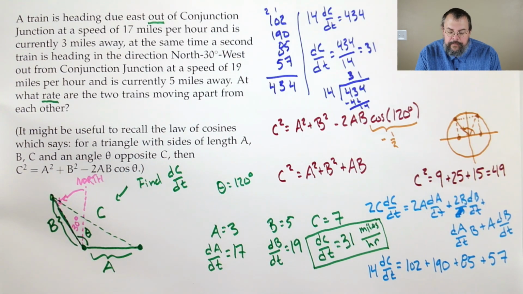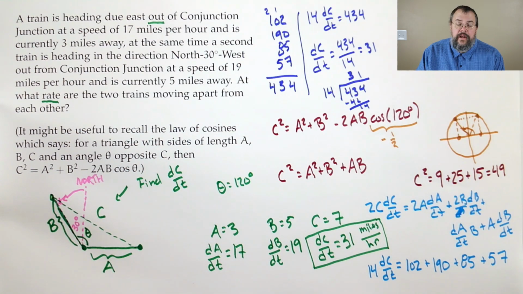Nice. And I think one thing that you should check is, is it reasonable? Now, I think it's right, so I do think it's reasonable. First off, it's positive. That's a good sign, because they are moving apart from each other, which means that the rate should be positive. But the other thing that shows you it's a reasonable answer is to think about what would happen if you were just going to add these two rates together, 17 and 19.